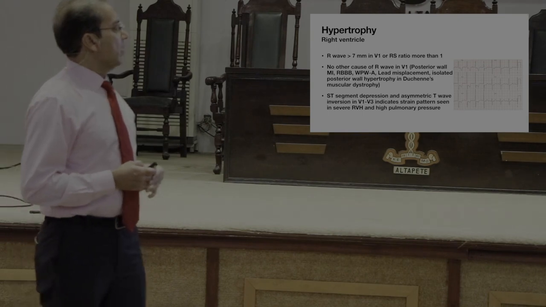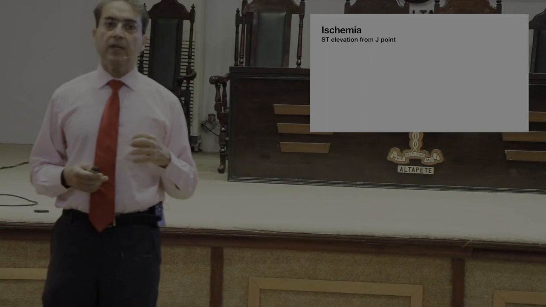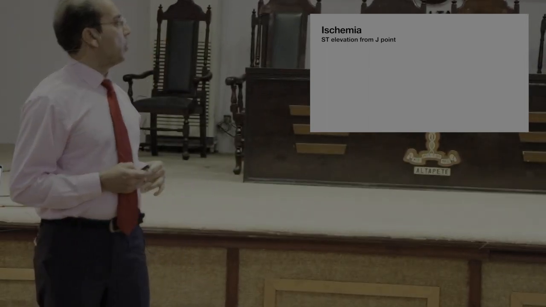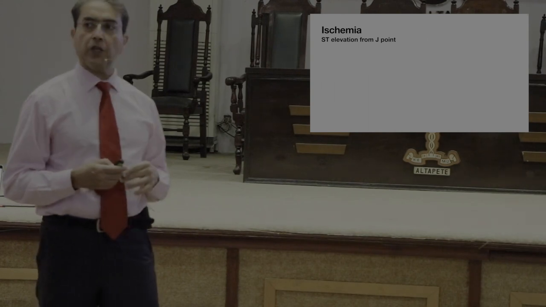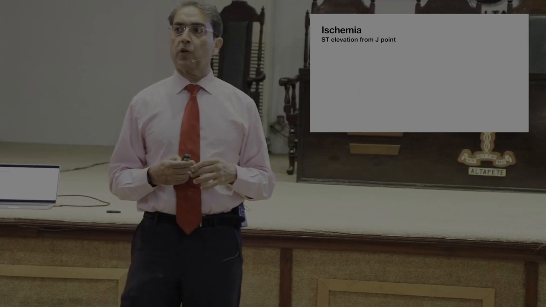And the most important thing, we see the ischemia. Classical ischemia is the elevation of the J point from the ST segment. Now, what is the J point? What's the J point?